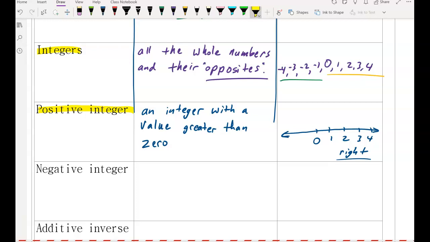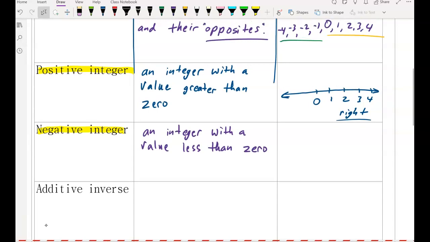And of course that means that a negative integer would be an integer with a value less than 0. So again, if we were to draw a horizontal number line and put 0 on here, the negative integers would be here to the left of 0, because everything to the left of 0 is less than 0. Great!